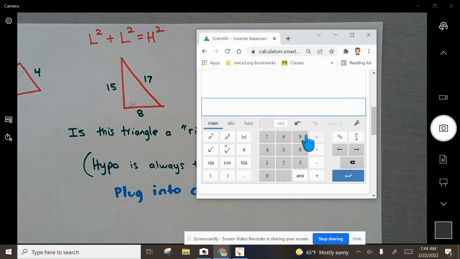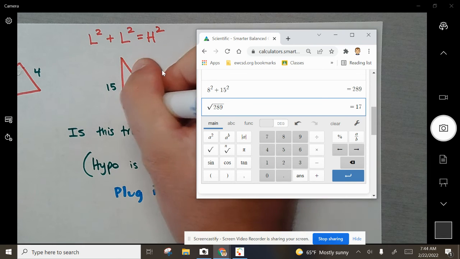All right, what am I going to do? 8 squared, right? Because the hypo is the longest side, plus 15 squared equals 289. And the square root of 289 is 17. Is that what we want?